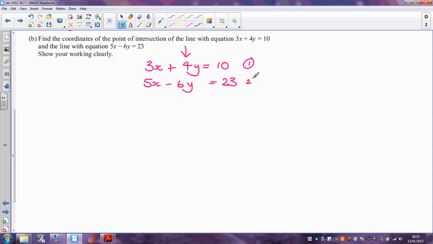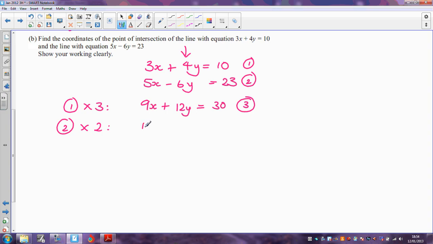So if I just number the equations, number 1 and number 2, what I'm going to do is the first equation, I'm going to multiply it by 3, because I can see that's going to give me 12y. The second equation, I'm going to multiply by 2, because I can see that's going to give me minus 12y. So let's just do that. The first equation multiplied by 3, so I've got 9x plus 12y is equal to 30. And I'm going to call that one equation 3. Second equation, I'm going to double it, so I'm going to get 10x minus 12y is equal to 46. And I'm going to number that equation 4.